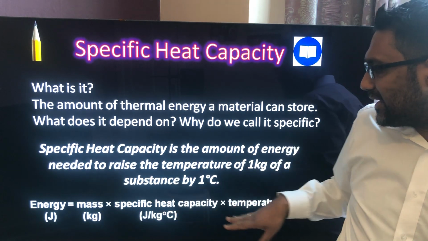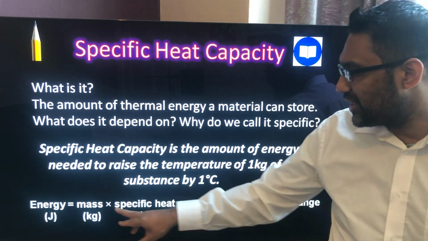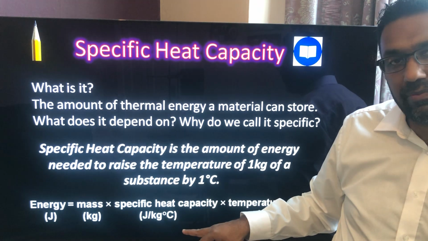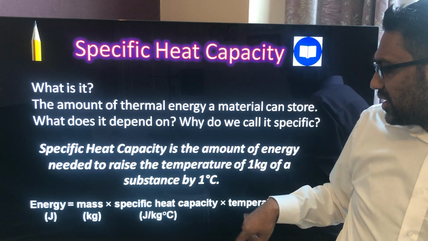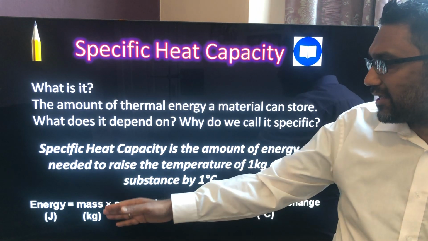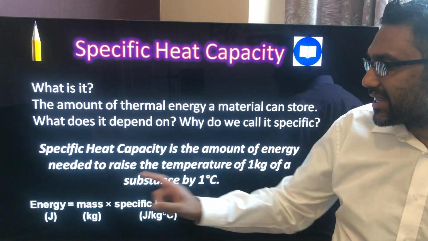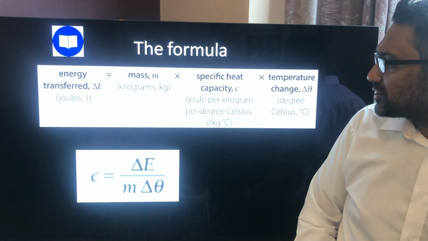So that's the formula, mc theta we call it. We use the letter M for mass, we use the letter C, a little c, for specific heat capacity, and we use the letter theta, which I'll show you in a minute, to represent the temperature change. So we say E equals mc theta. So that's the one you have to learn for today's lesson. E equals mc theta. So it looks like that then.